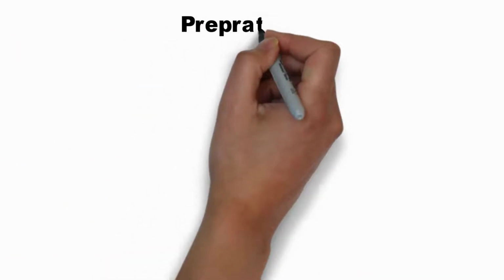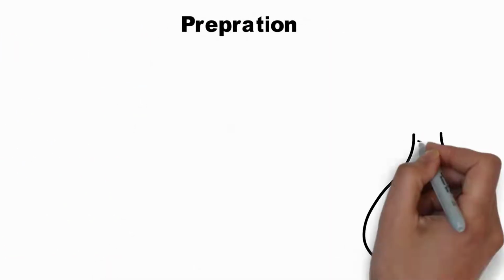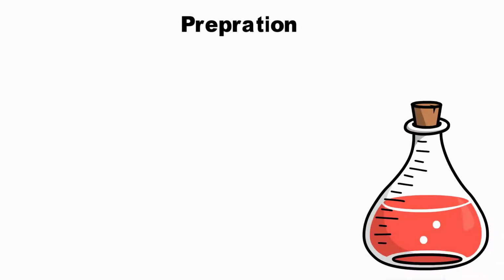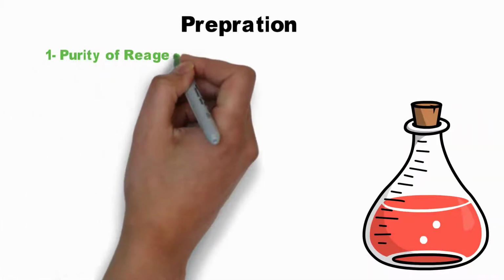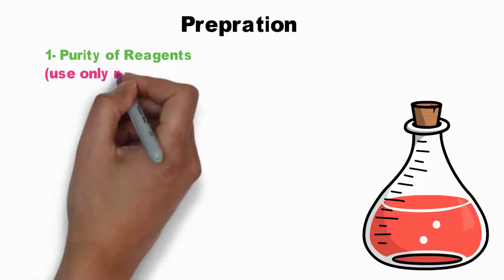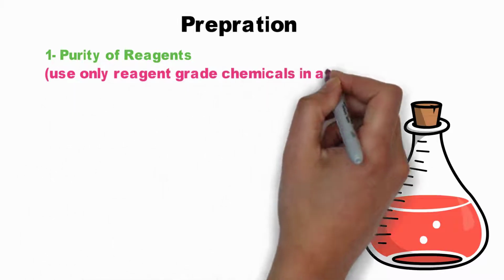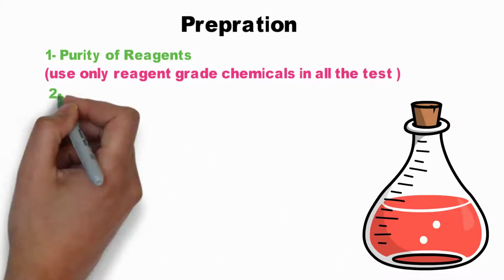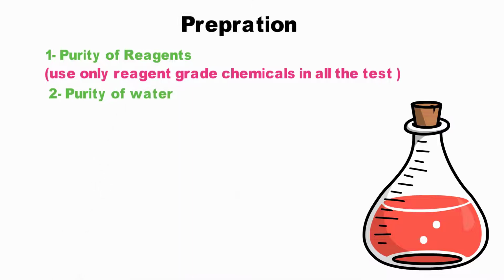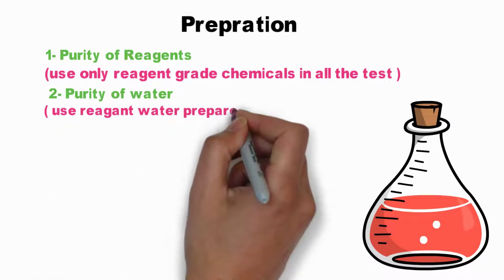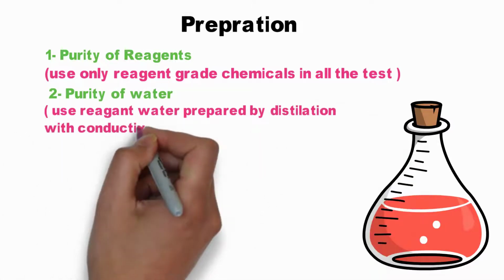Now for the preparation, we start with the purity of reagent. Use only reagent grade chemicals in all the tests. Second thing, purity of water. Use reagent water prepared by distillation with a conductivity of less than 1 microsiemens per centimeter at 25 degrees.